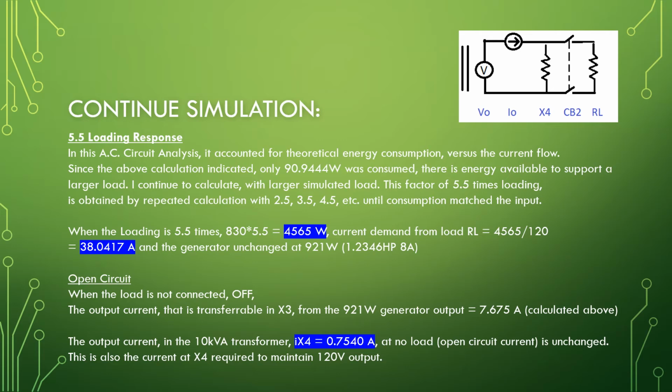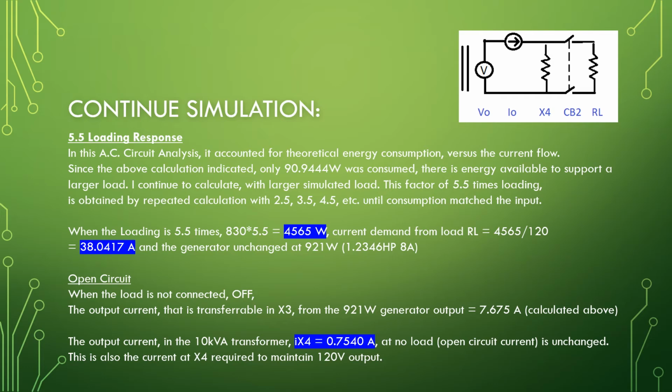When the loading is 5.5 times, 830 times 5.5 equal to 4,565 watt. Current demand from load RL equal to 4,565 divided by 120 equal to 38.0417 ampere. And the generator is unchanged at 921 watt or 1.2346 horsepower, 8 ampere.